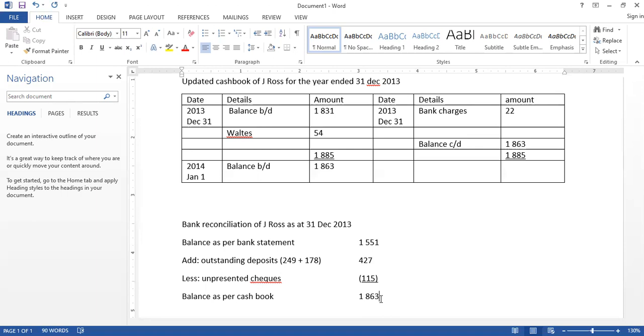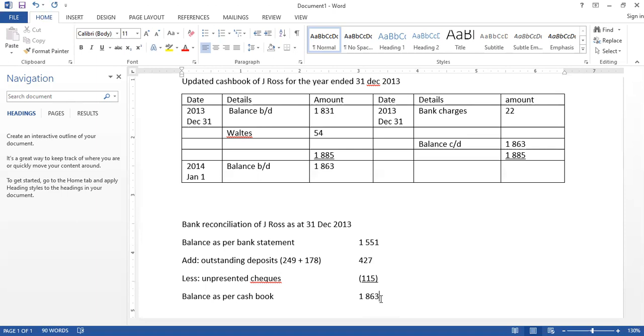A reason can be that there were checks received but not yet deposited, so those are outstanding deposits. Unpresented checks can also be a reason. And also bank charges can be the reason, or bank transfers, when the bank collects money on behalf of the owner, ne?